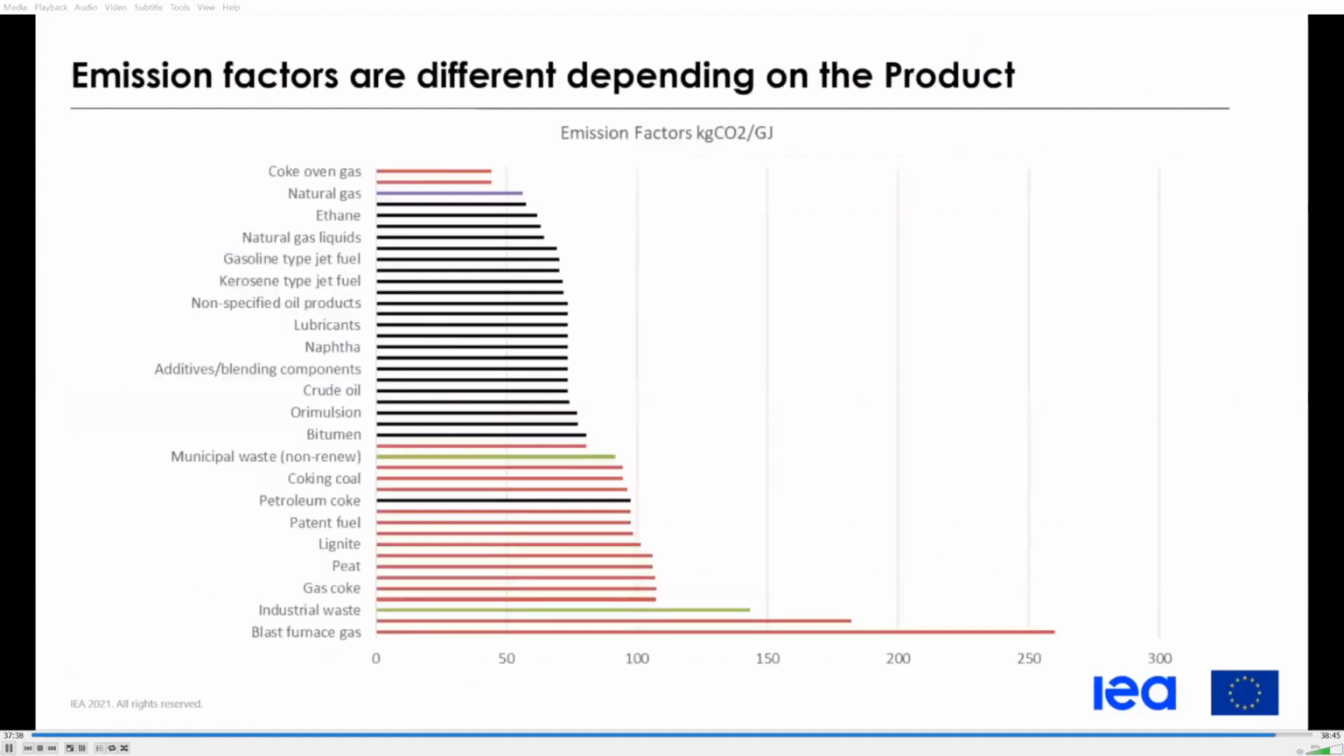It is also important to note that various fuels have different emission factors. For example, as you can see on the graph, combustion of a unit of a carbon-intense fuel, such as blast furnace gas, corresponds to around 5 times the CO2 emissions compared to when the same amount of natural gas is combusted.